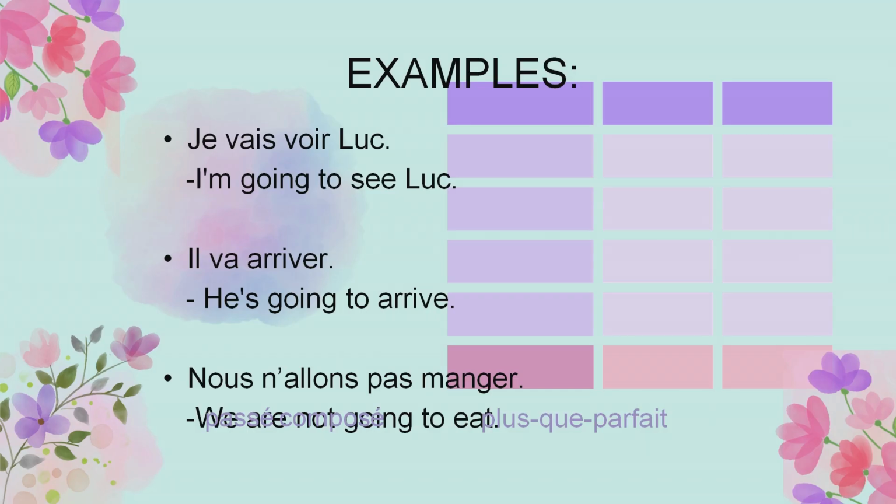We will see some examples. Je vais voir Lou. I am going to see Lou. Il va arriver. He is going to arrive. Nous n'allons pas manger. We are not going to eat.